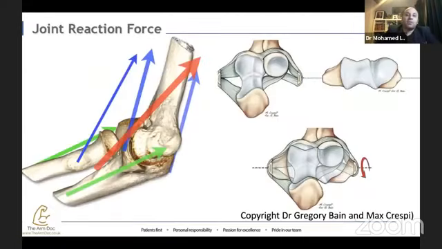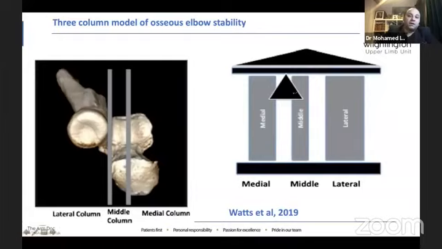Bearing in mind the axis and the joint reaction forces around the elbow, we can identify the main fulcrum for varus valgus stability, which lies between the medial and the middle column. The primary restraint to valgus is the lateral column, with a secondary contribution of the middle column, and the primary restraint to varus collapse is the medial column. So the middle column might not be important when the lateral column is functioning, or if you have 2 columns there, which is rare, to have an anterolateral facet fracture.